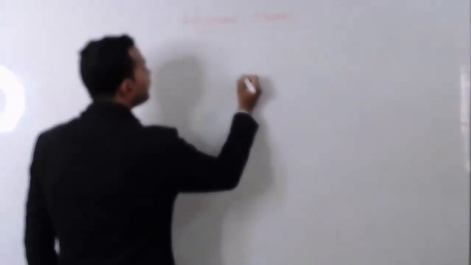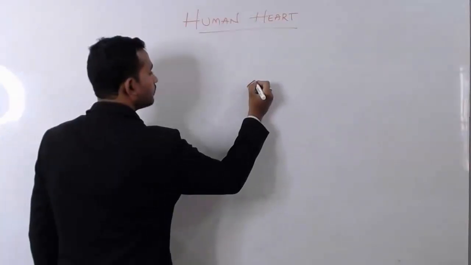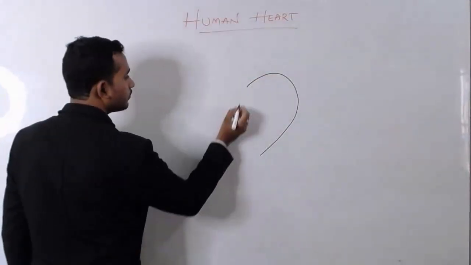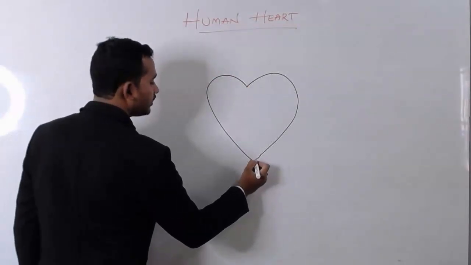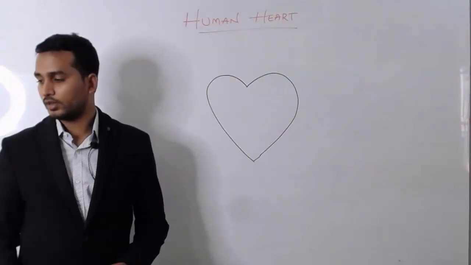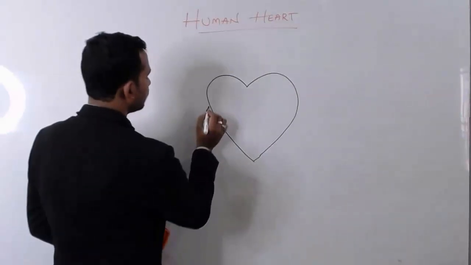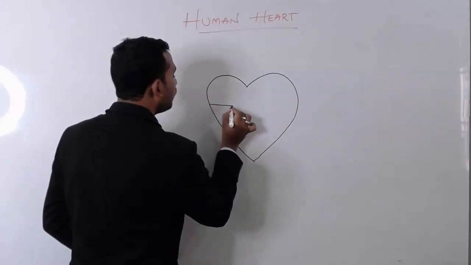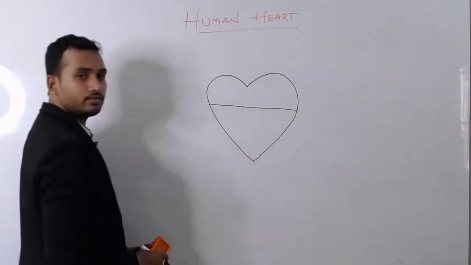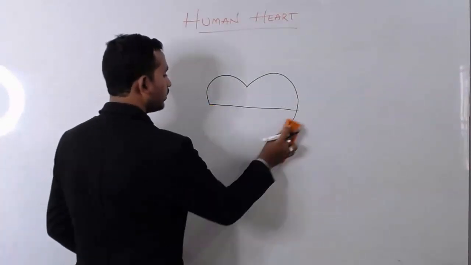First step, number 1. Draw the shape of the heart. After this, not exact half, above the half, you can draw one straight line. Next step, you can erase the bottom part.